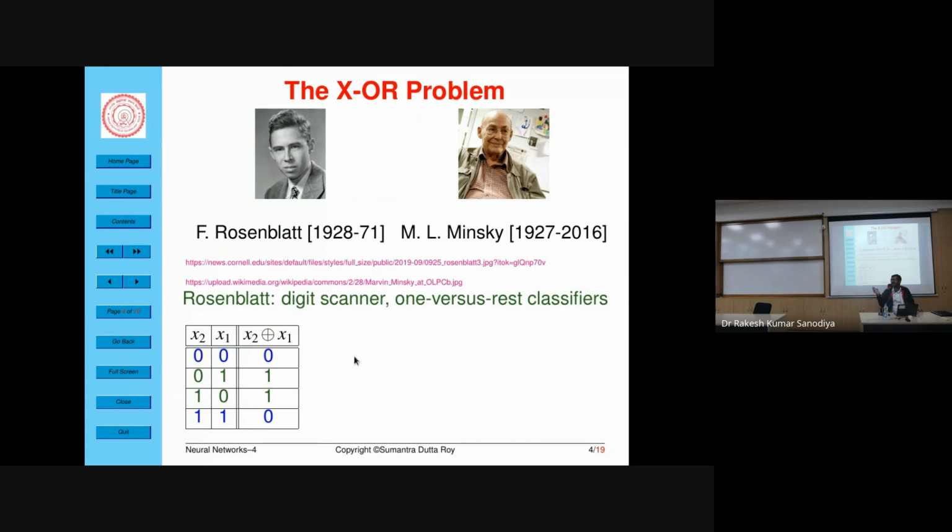So what is this XOR problem? Today we know that the XOR problem is nonlinear, but Rosenblatt didn't know it. In fact, Marvin Minsky at that point in time had challenged people. Now we know that just putting in one more hidden layer makes it possible to solve the XOR problem. So what is the XOR problem? The XOR problem is a very simple one.